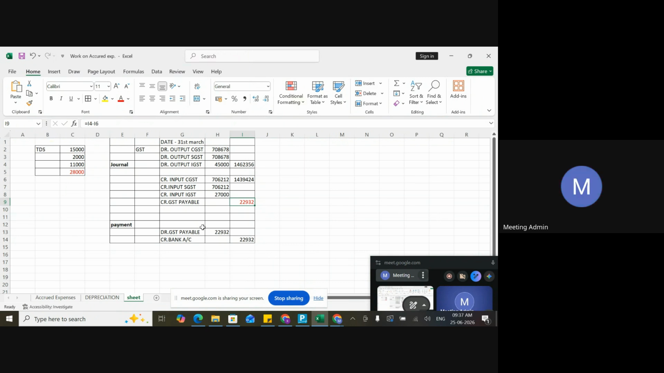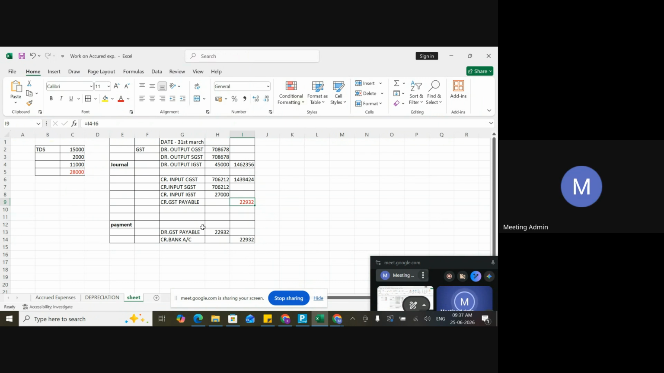So if we are selling, it is output; purchasing means input. And if we are purchasing 10, we should be selling at least 9. Not only 9, at least on an average we have to do 9, because we want profit, right?